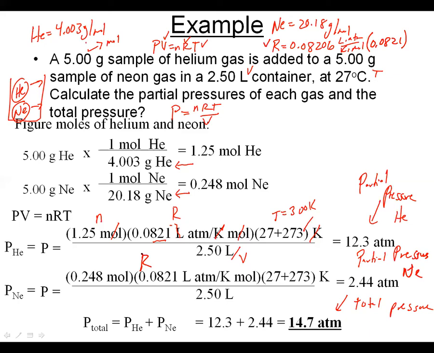Oftentimes, like we talked about last time, they won't tell you R in the problem, so they won't say, hey, R is this. But if you see yourself moving towards the ideal gas law, you should always think in the back of your head that you always have R available to you to use. Other questions? And R will always be that number, no matter what the situation is.